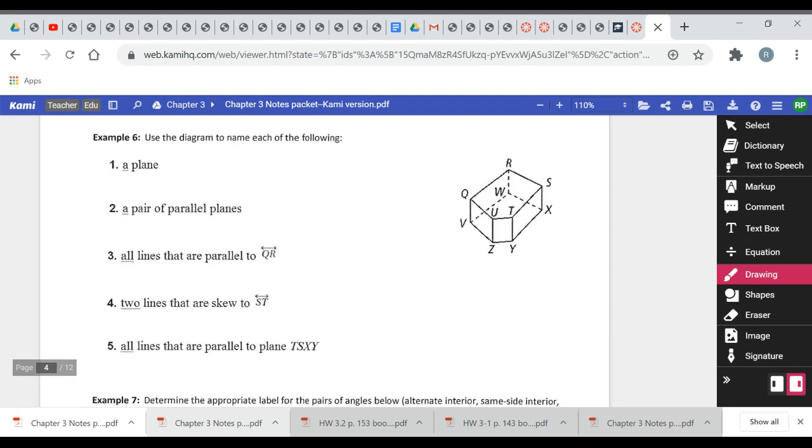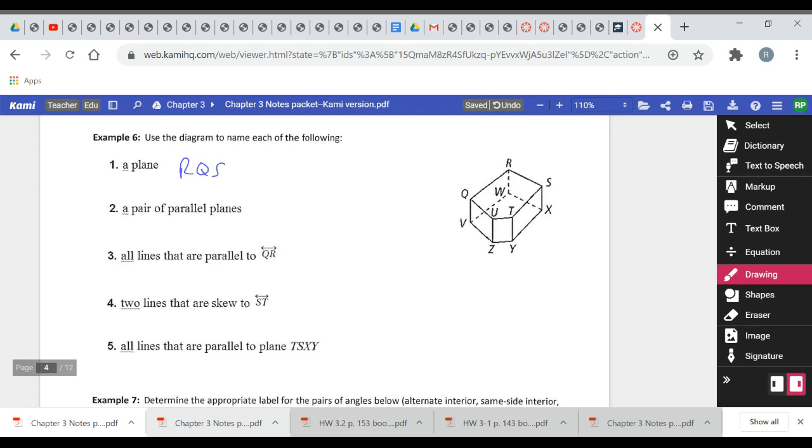So if I just want to name, say, the top of that figure, I could say plane RQS. Remember, I can use any 3 non-collinear points in the plane to name a plane. So there are many other planes you can name in that picture, but that's one of them.